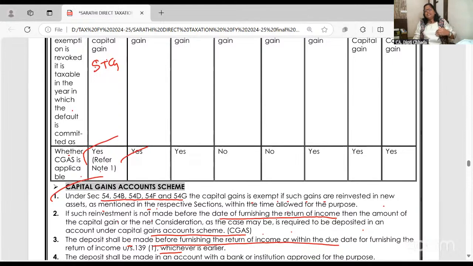So you sold it here, you purchased in the outskirts. Don't sell that for 3 years. If you sell it, the exemption will be revoked. Is this clear to all of you?